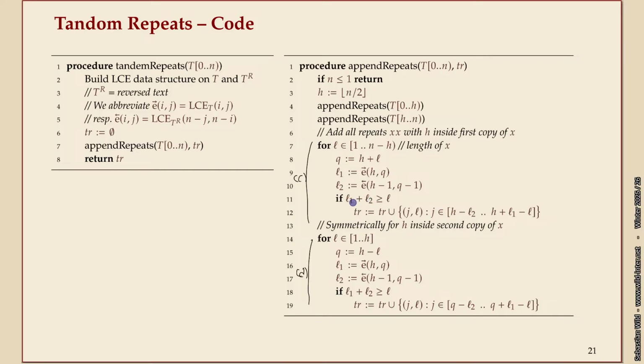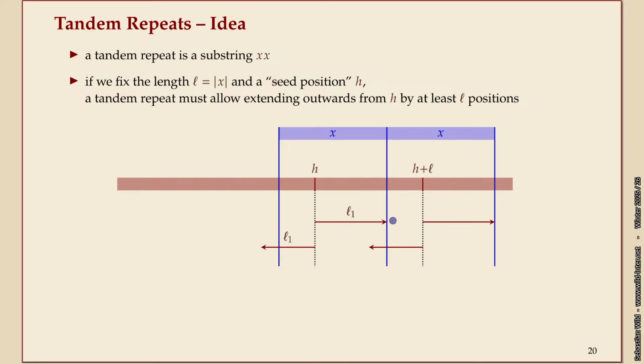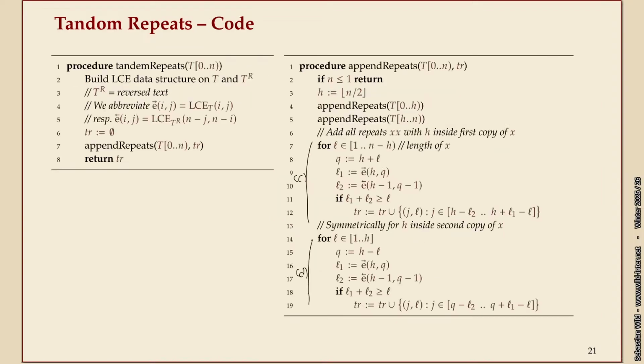And whenever those 2 together, when they touch or overlap, when this is at least L, then I know, like in the picture here, there's an overlap. There's a way to put my X here so that from the extensions that I know about, it's covering the full L positions. There's an outer procedure that builds the LCE data structure and calls the recursive method. And the recursive method is built so that it appends all these pairs to some output list. That's pretty much it.